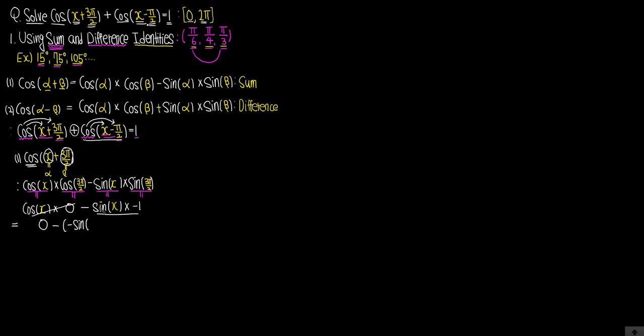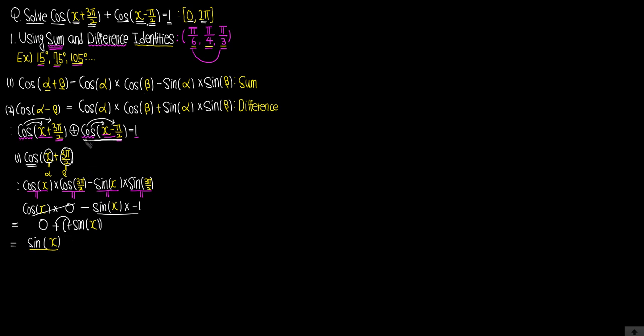Negative sine of x. And according to the operation we learned, if it is negative and negative, that will cancel out as positive. So that will be positive sine of x. And this is the simplification for the cosine of x plus 3 pi over 2 radian, using the sum formula, the sum identity for cosine. So we got the value sine of x.